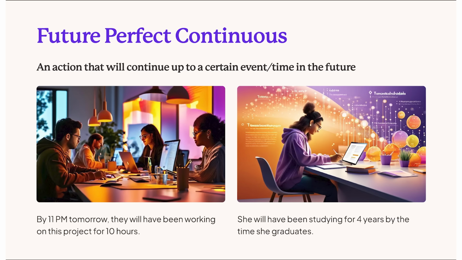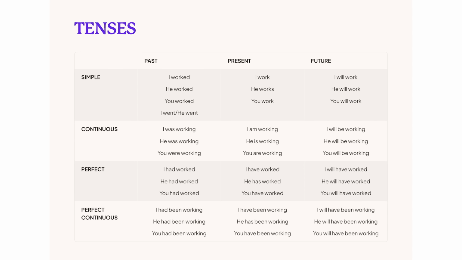Now, the future perfect continuous shows an action that will continue up to a certain event or time in the future. By 11 p.m. tomorrow, they will have been working on this project for 10 hours. She will have been studying for 4 years by the time she graduates. That's it. We've covered all the tenses. The final thing is to look at the way they're all formed. Let's look at our table again.